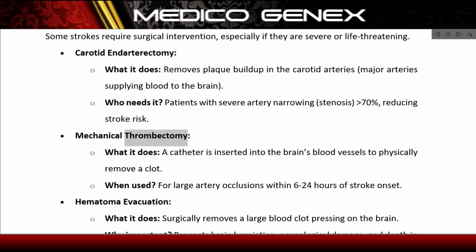Mechanical thrombectomy. What it does: a catheter is inserted into the brain's blood vessels to physically remove a clot. When used: for large artery occlusions within 6 to 24 hours of stroke onset. Hematoma evacuation. What it does: surgically removes a large blood clot pressing on the brain.